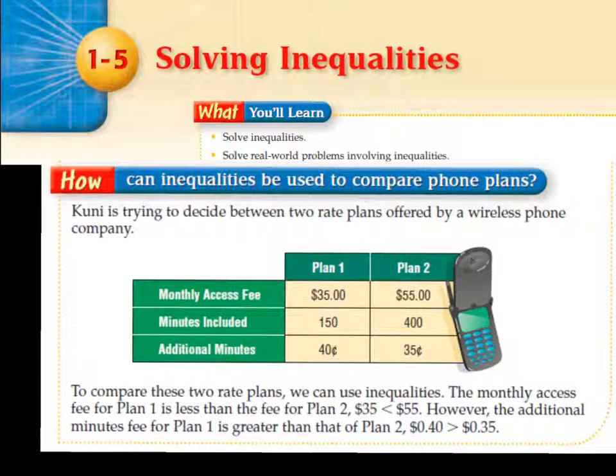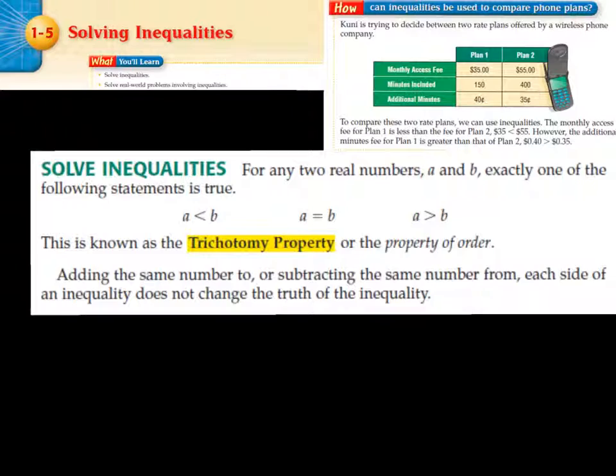The monthly access plan fee for Plan 1 is less than Plan 2 because $35 is less than $55. However, the additional minutes for Plan 1 is greater than Plan 2 because 40 cents is more than 35 cents. For any two real numbers, A and B, exactly one of the following statements is true. Either A is less than B, A is equal to B, or A is greater than B. This is known as the trichotomy property, or property of order.